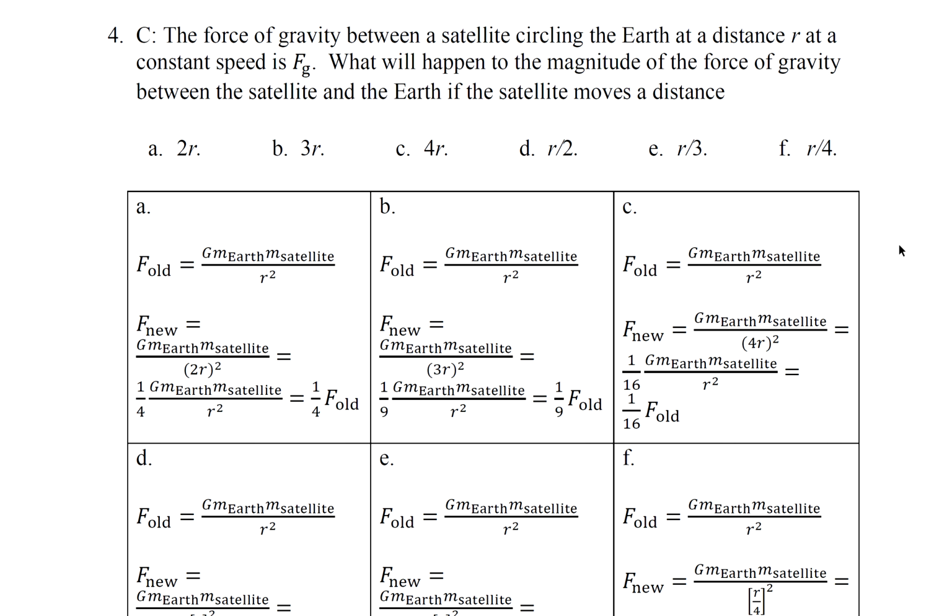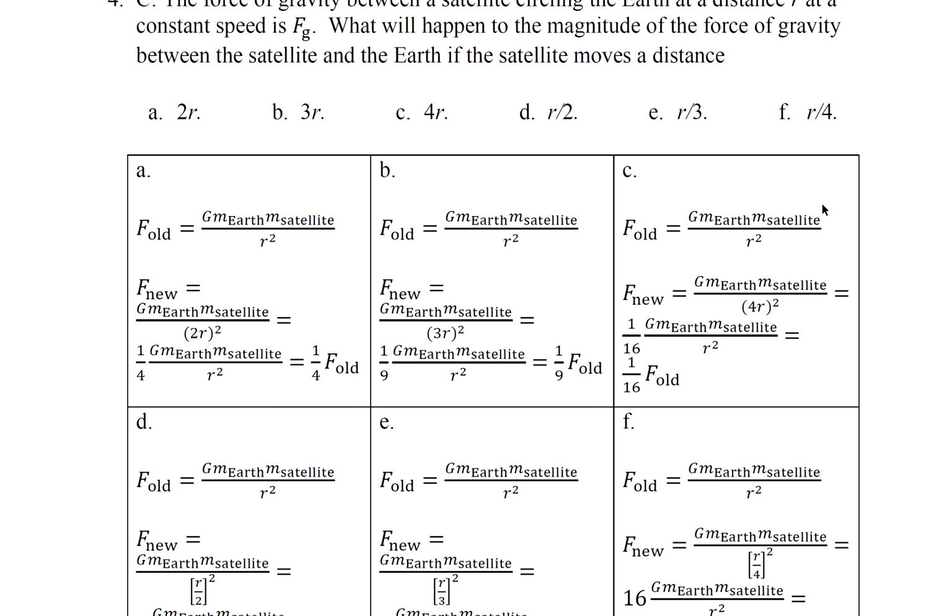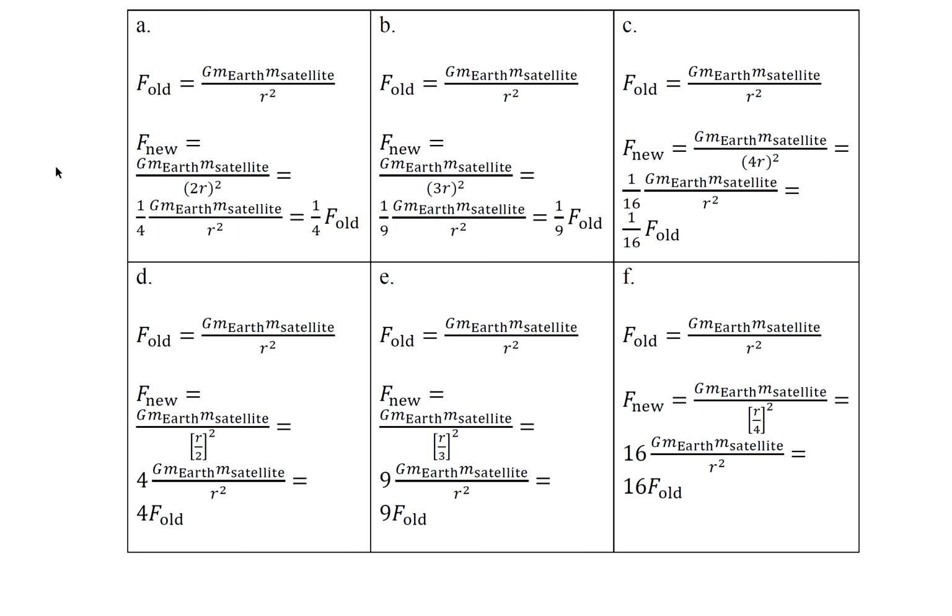Now, what happens if the satellite goes from a radius r from the center of the Earth to a radius r over 2? So r over 2 becomes r squared over 4 if you square it. The 4 goes in the numerator. So if you decrease the distance of a satellite to the center of the Earth, then the force of gravity increases, as you can see.